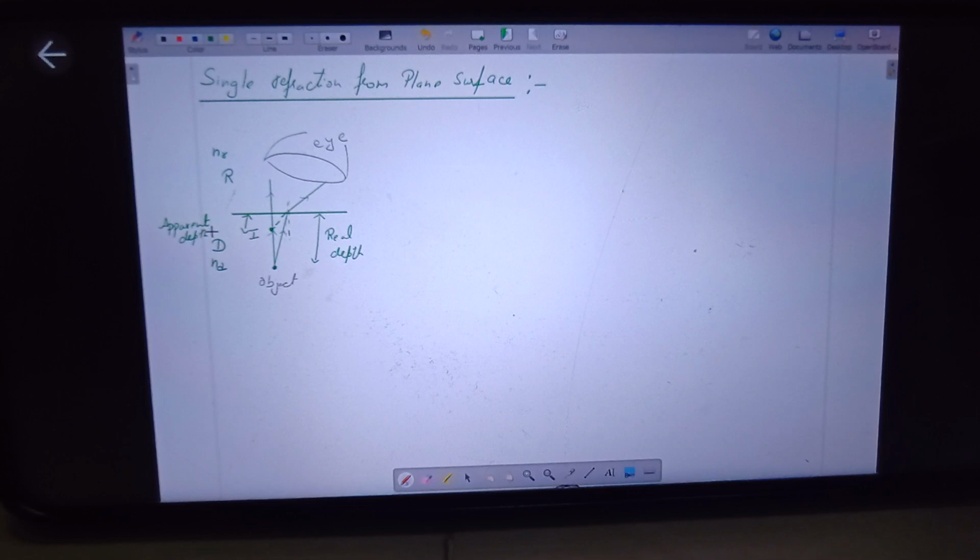the observer is in the denser medium. So that means the observer is looking at an object which is kept in a rarer medium. Then what will happen? So let's draw the case here.